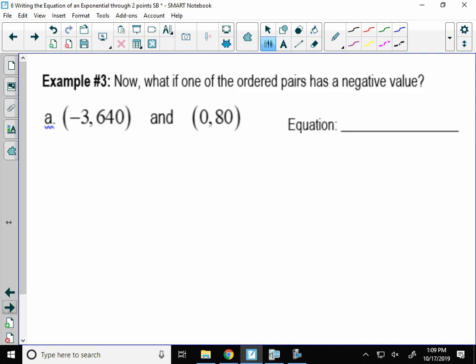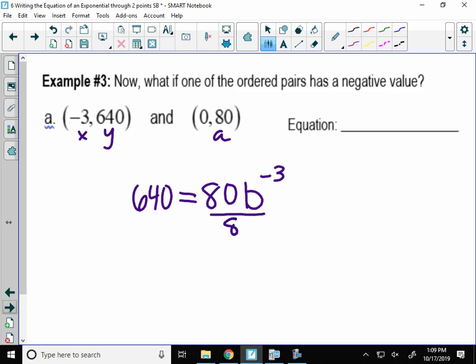So same kind of thing. I know my x, I know my y, I know my value of a. So let's set this up. I'll take 640 for y equals 80 times b to the negative third. All right, what do I do first? Divide by 80. What is 640 divided by 80? 8. So 8 equals b to the negative third.